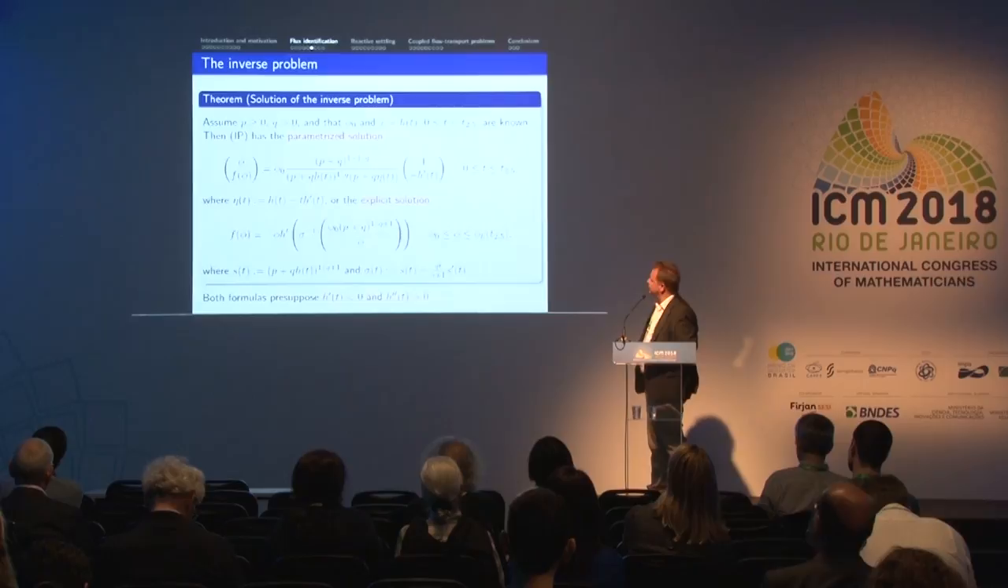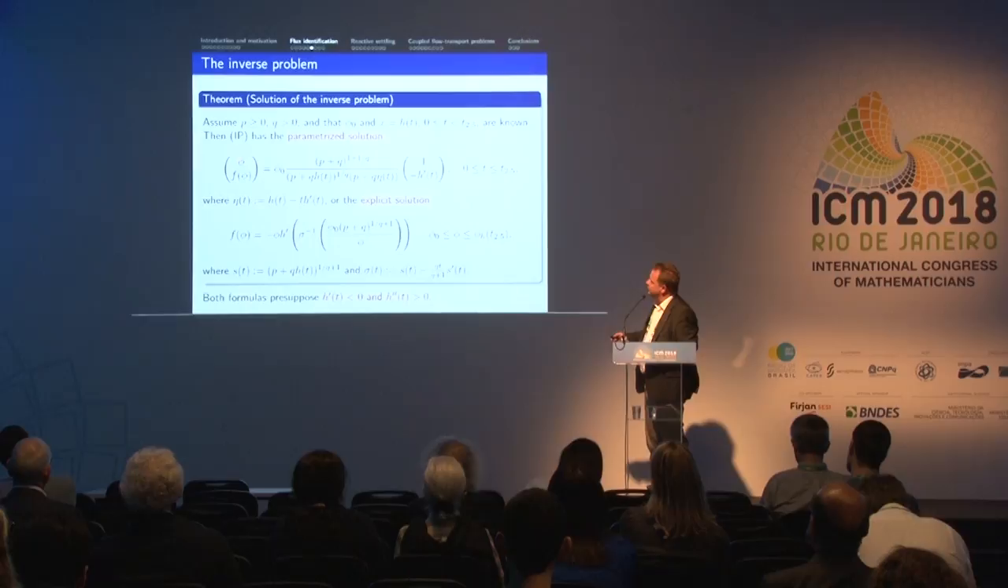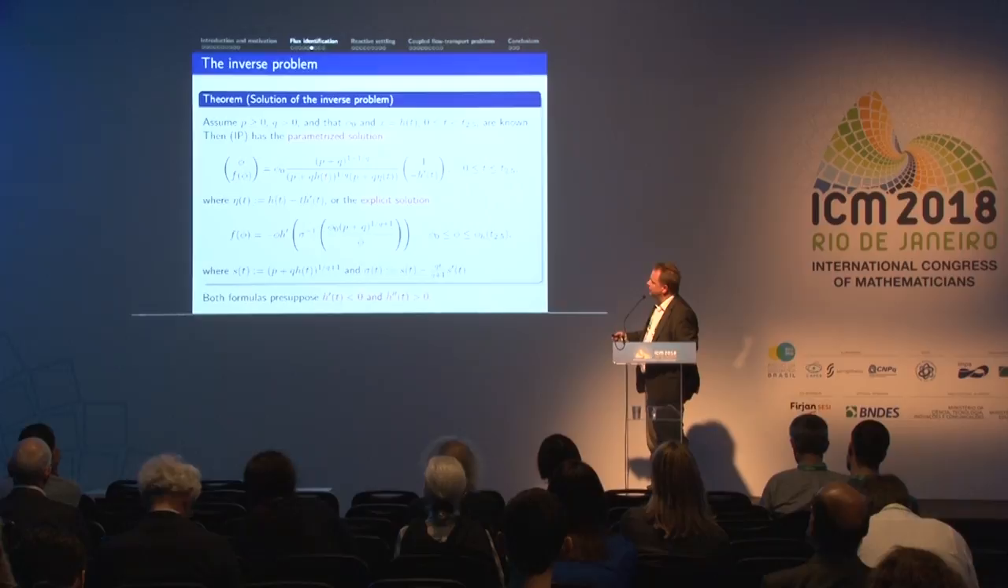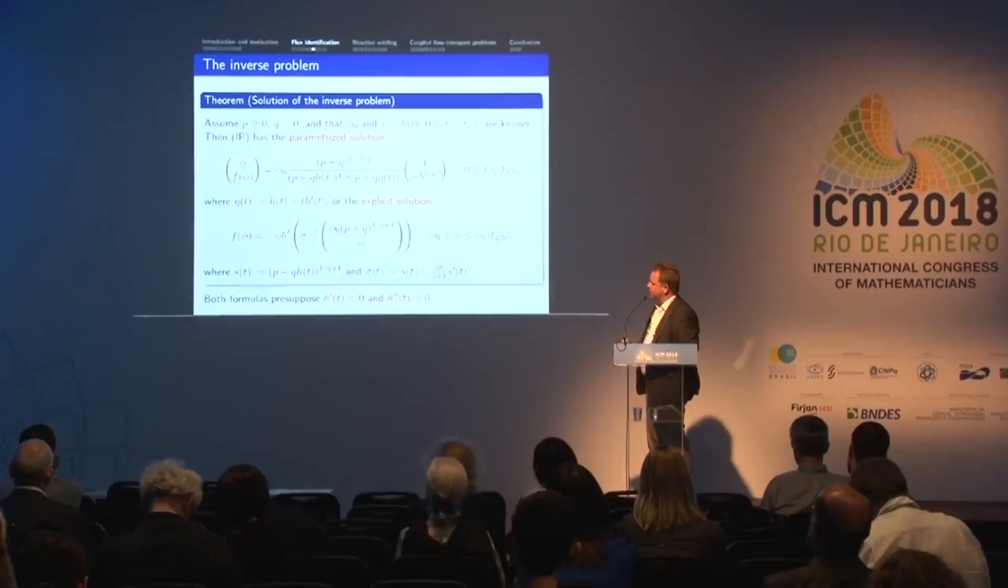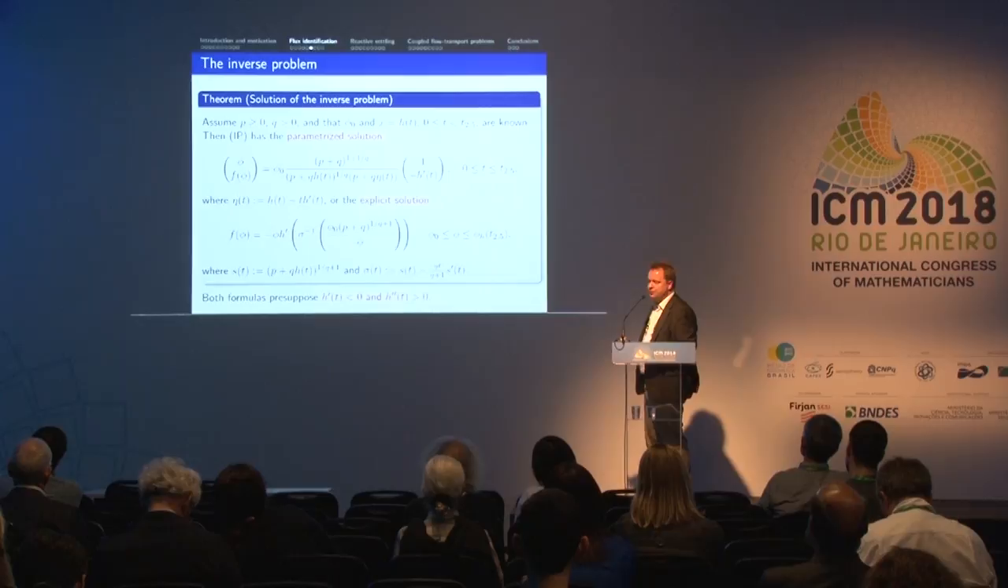So the solution is then, if we apply the solution theory properly, an equation that defines here the pair phi versus f of phi. Here, this is a function that involves certain parameters, h of t. This is the vector 1 minus h prime of t. We can even get an explicit solution from this problem, and both formulas presuppose that h prime is negative, so that the interface is decreasing, and that the curve is actually convex.